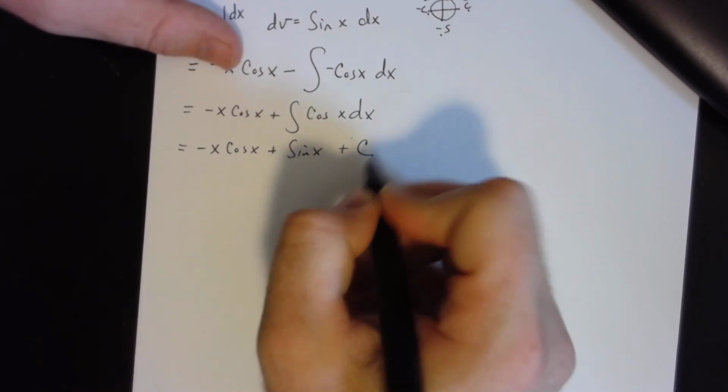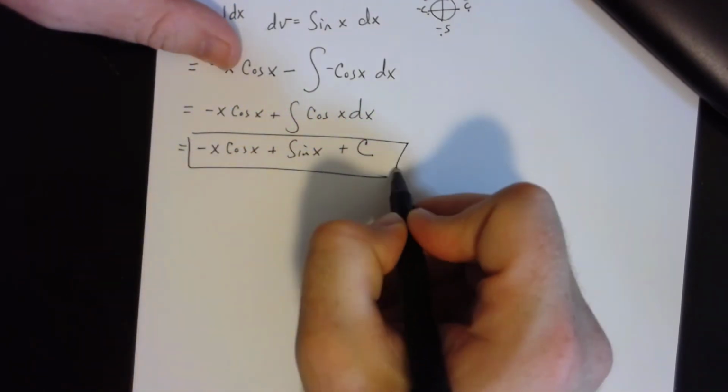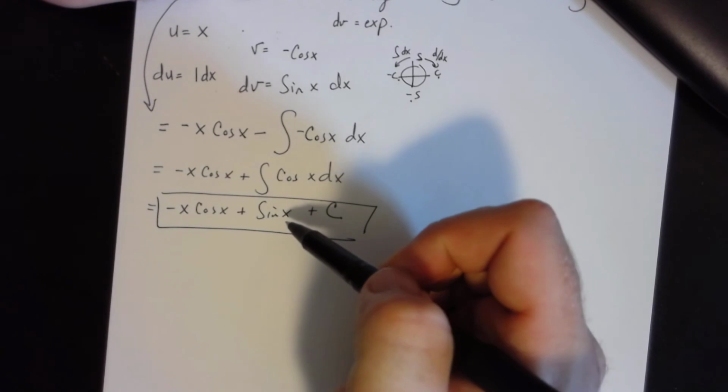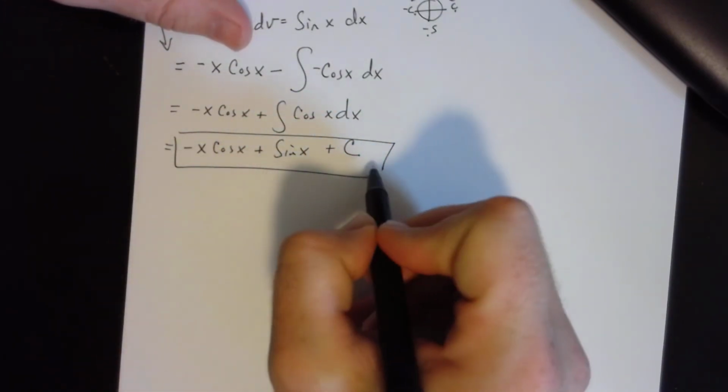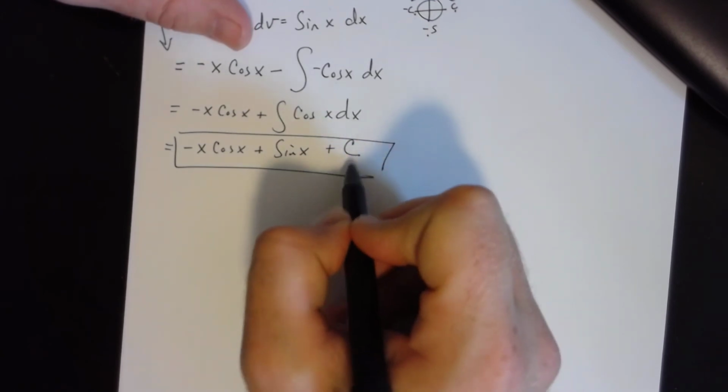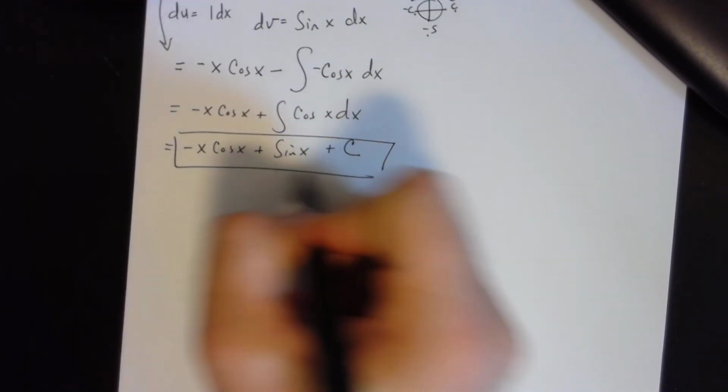Don't forget to tack on that plus c. And that's the end of that problem. Once you've gotten it down to no more integrals, you're done. That's a very key statement. Once you have no more integrals left in your problem, you must tack on that plus c if there are no bounds, and you're done.